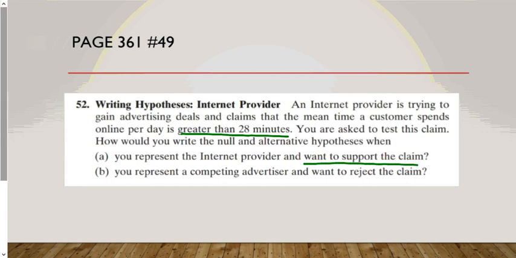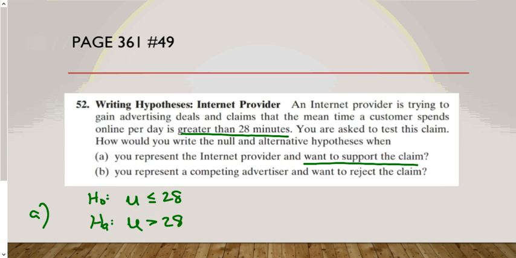Then that means that we're going to make the claim the alternative, so we could say the alternative is that mu is greater than 28. Okay, if we want evidence to support this claim, that will be our alternative. And if that's the alternative, we'd say the null is that mu is less than or equal to 28. Because if we end up getting evidence and we can reject the null, then that's going to make this a true statement. Okay, so this is for part A.